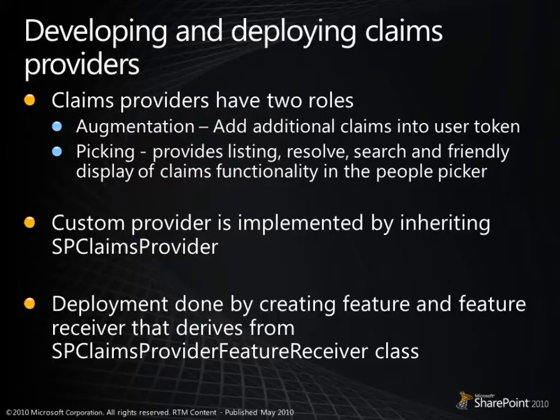So how do we actually develop these claims providers? Basically, the claims provider has two specific roles, which are augmentation and picking. In the claims augmentation role, the claims provider augments the user token with claims during sign-in. Claims augmentation allows an application to add additional claims to the user's token.